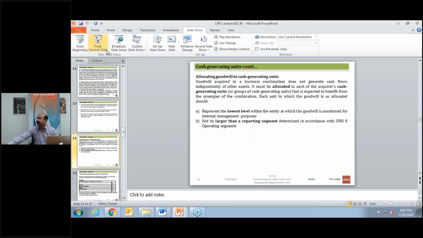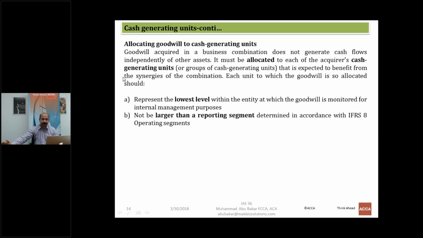We were here. Cash generating unit. Allocation of goodwill to cash generating unit.